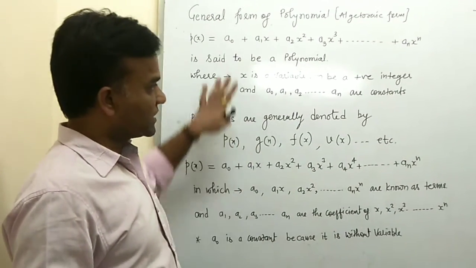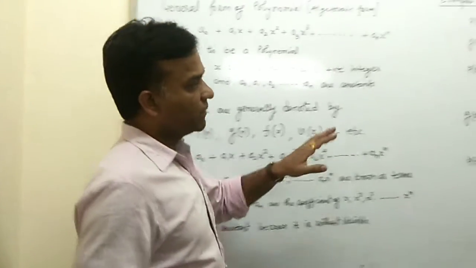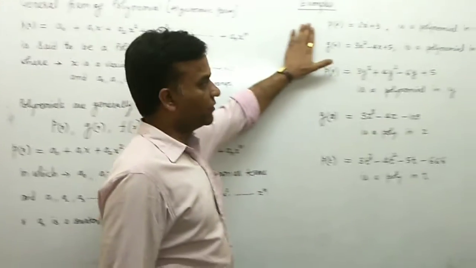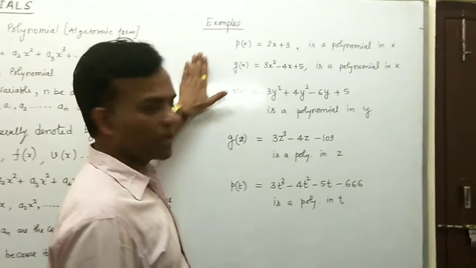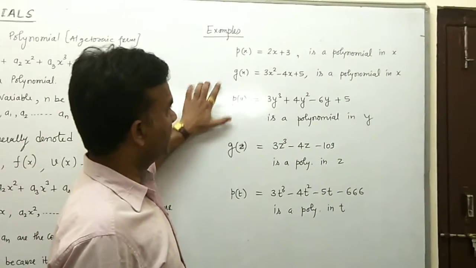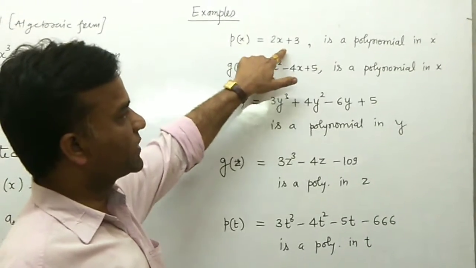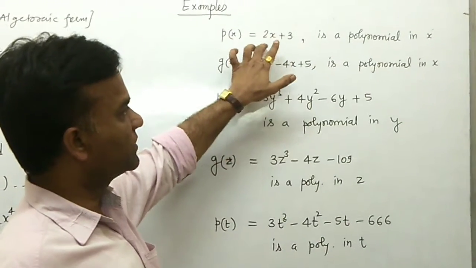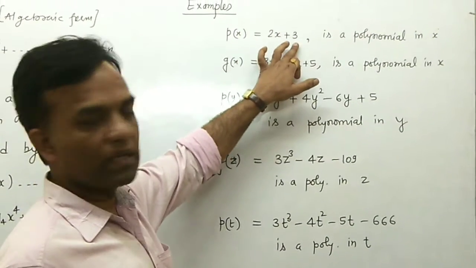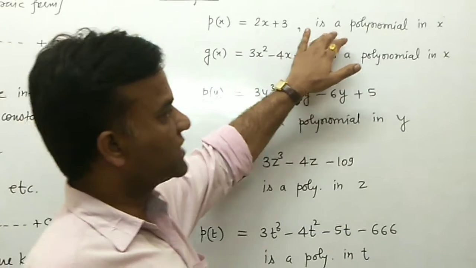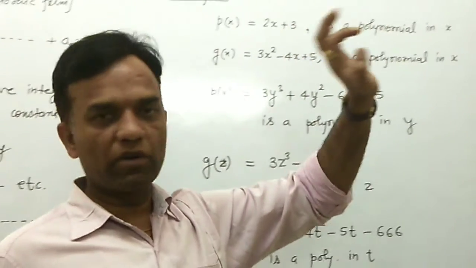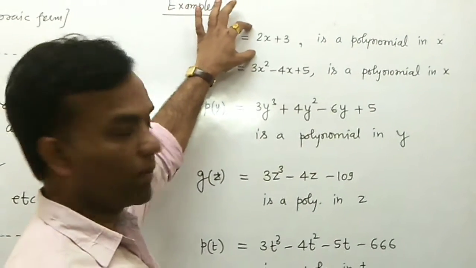And that structure is the general form, but here we describe it in the form of variables. So here we write down some examples related to the polynomial, like p of x equals 2x plus 3. Here we have two terms: 2x is here and 3 is here. This is a polynomial in x because the whole polynomial is given in the form of x.